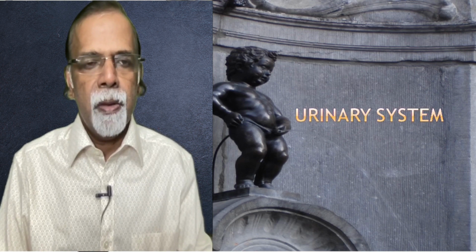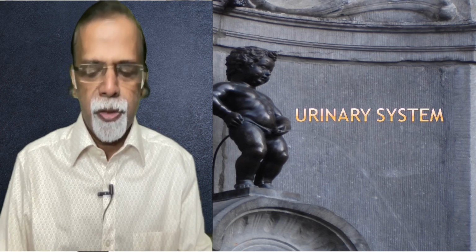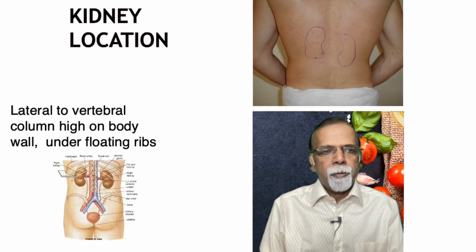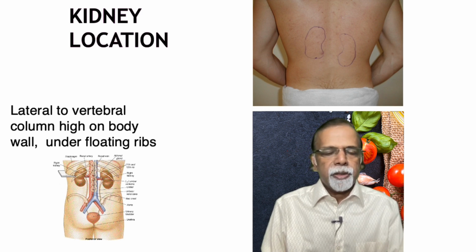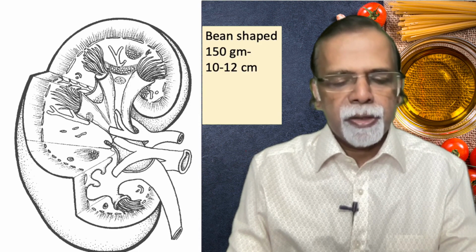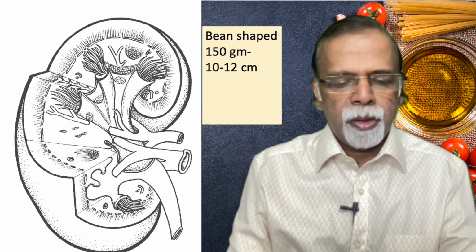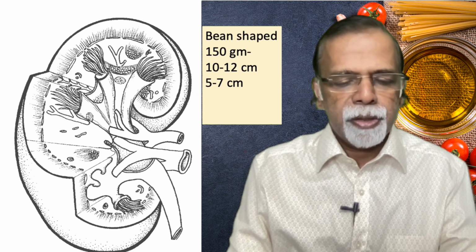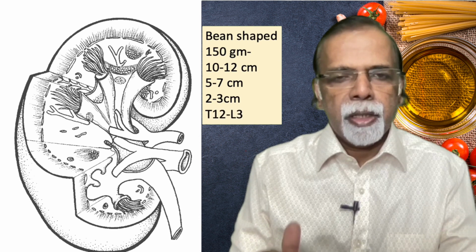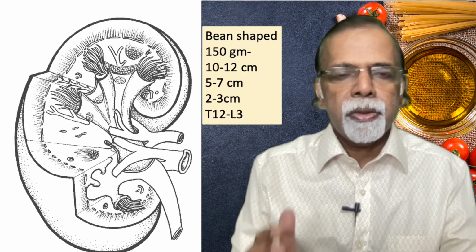Today we will be discussing the functional anatomy of the urinary system. The urinary system consists of the kidneys, the ureters, urinary bladder and the urethra. Kidneys are bean-shaped organs which weigh approximately 150 grams and are 10 to 12 centimeters in length, 5 to 7 centimeters in width and 2 to 3 centimeters in thickness. They are situated retroperitoneally at the vertebral level T12 to L3.